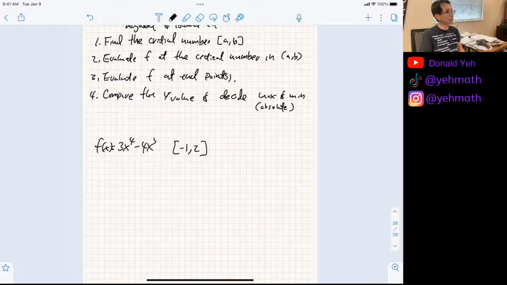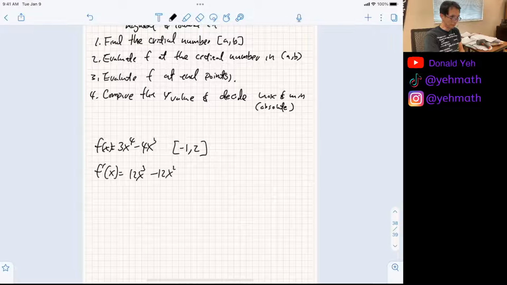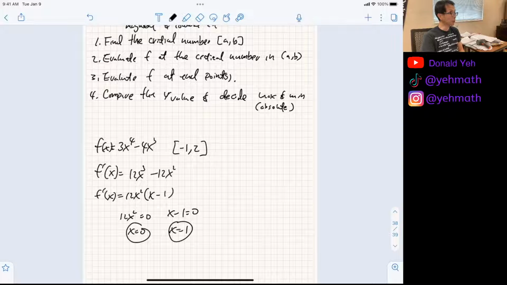So what do we do the first step? Take the derivative and set it equal to 0, right? Can I factor out 12x squared times (x minus 1)? 12x squared equals 0, x minus 1 equals 0. x equals 0, x equals 1. There are 2 critical numbers. How many endpoints are there?